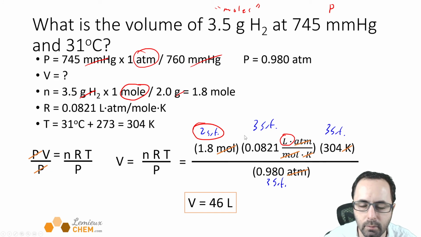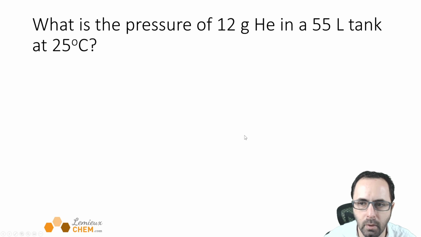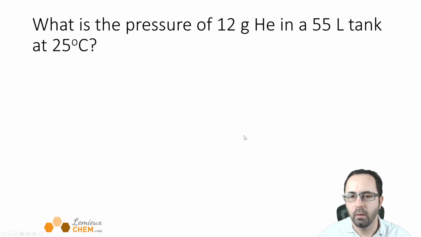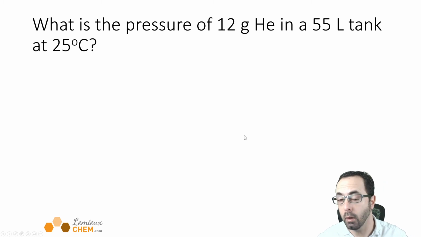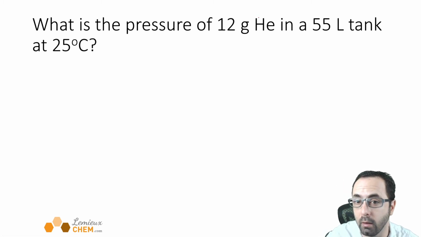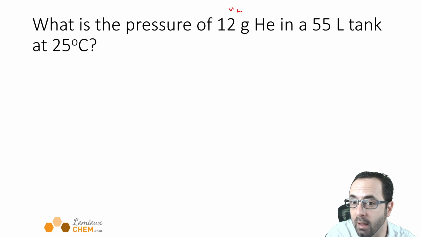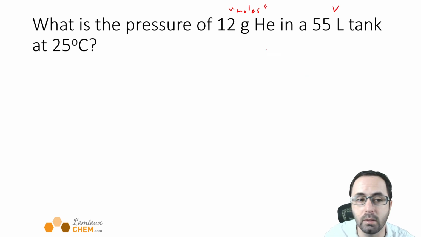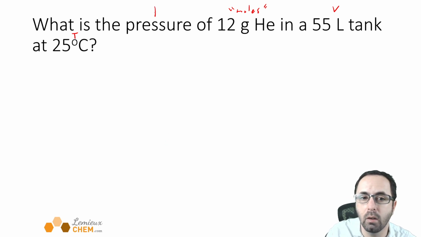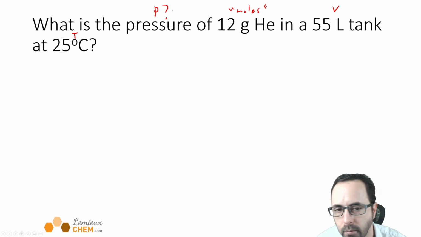Next, what is the pressure of 12 grams of helium in a 55-liter tank at 25 degrees Celsius? Okay, so again, note here, we've got one value. This is grams, but we can get it into moles. So this is going to be our moles, or our N. This is going to be our volume, 55 liters. 25 degrees Celsius, this is our temperature. And we want to know what is the pressure.